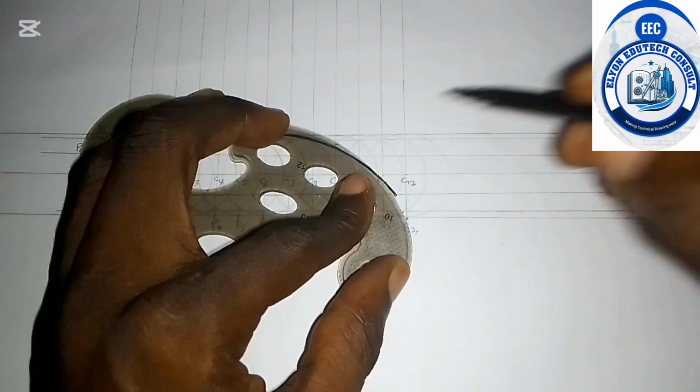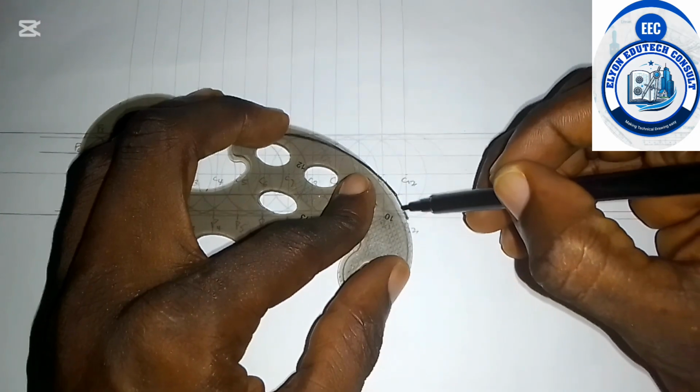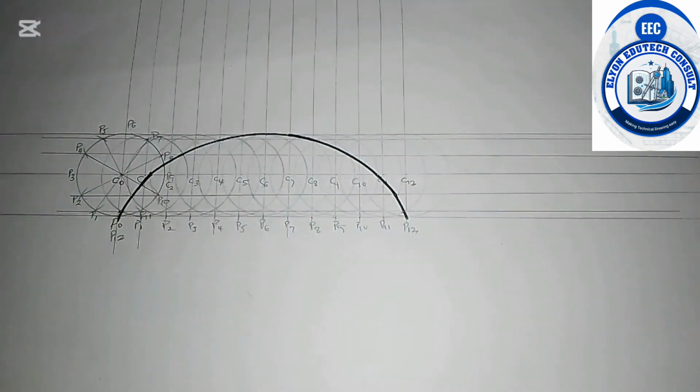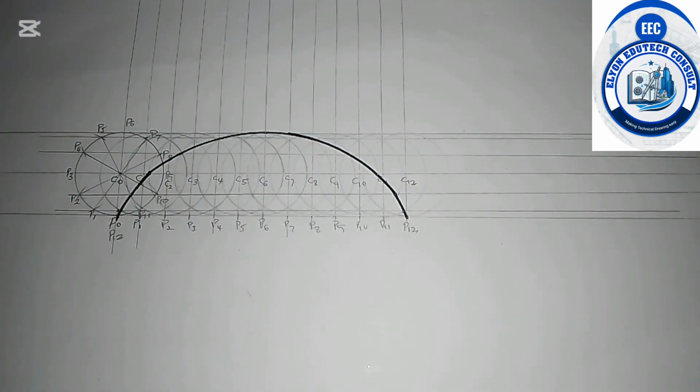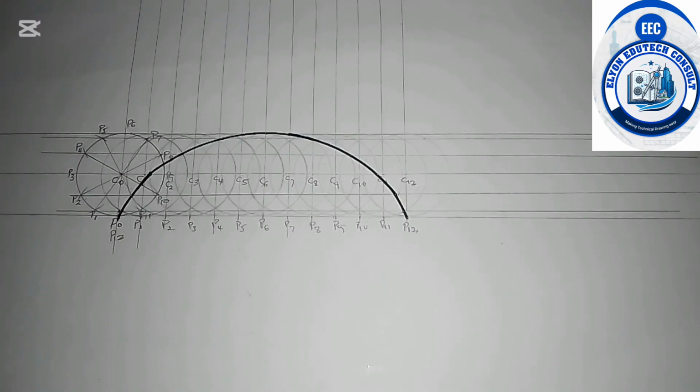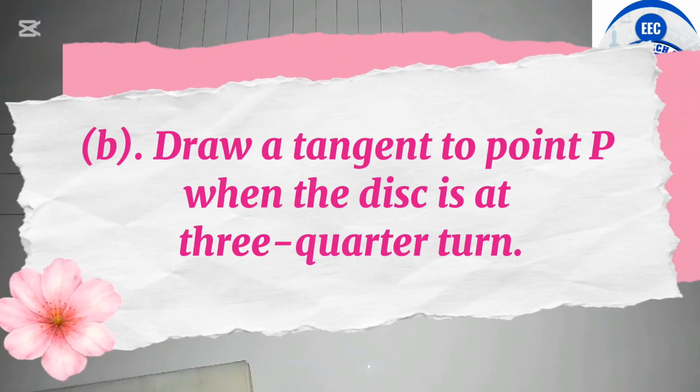Then finally this part here. Alright, so this is called the cycloid. Alright, so we have the next question there. In the next question, we are asked to draw the tangent to point P when the disc is at 3/4 turn.